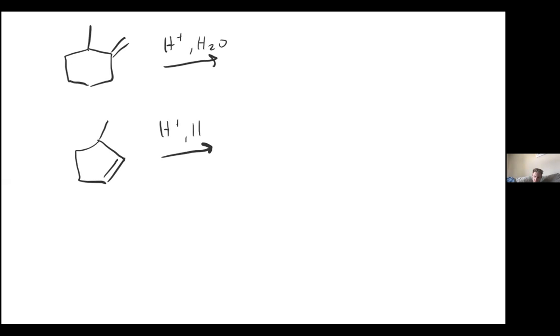So this first one should end up pretty straightforward. There's going to be no rearrangements from it. The second one is going to be a bit of a mess. There's going to be two different products. One that's going to rearrange and one that's not. So think about your first step and where your H is adding, and then give that one a shot.